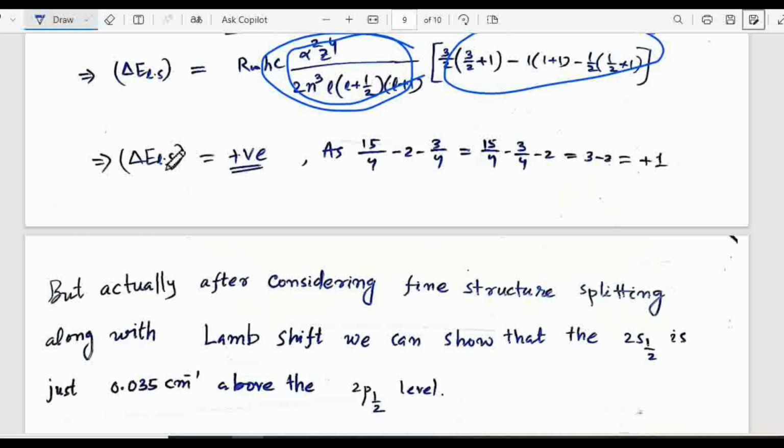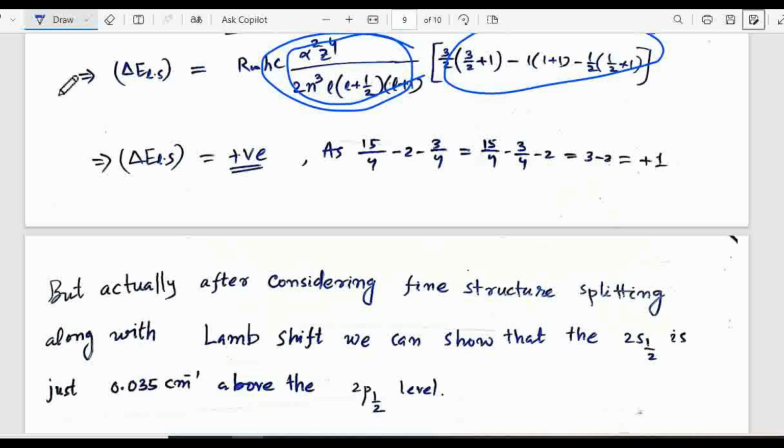It is positive, but we can't find out whether 2s 1 by 2 moves down or moves up. We can answer whether the 2s goes up or down with the help of fine structure splitting and the Lamb shift. We can answer the shift for 2p 3 by 2, but we cannot answer the shift for 2s 1 by 2.